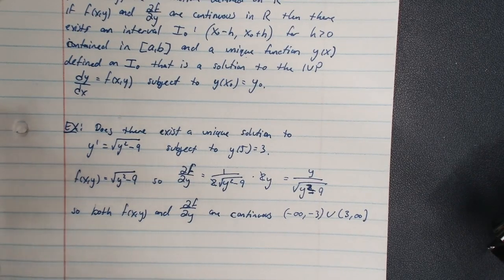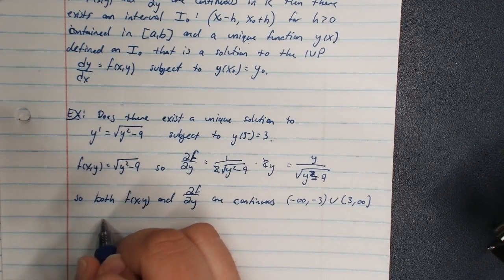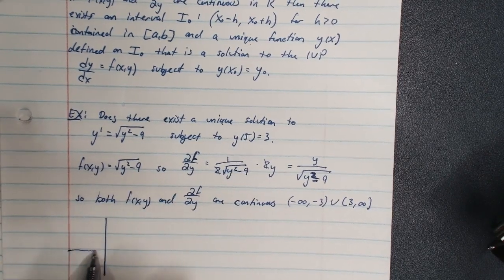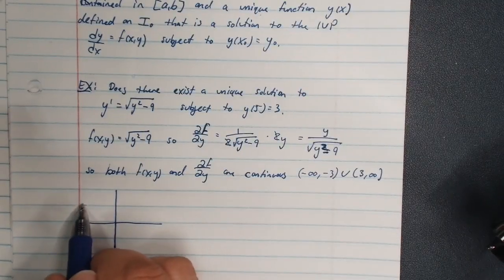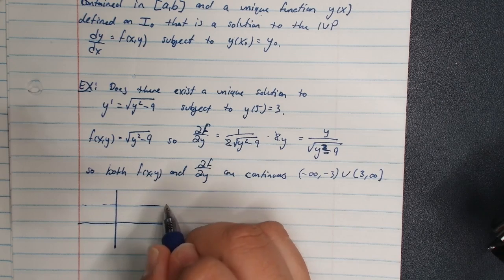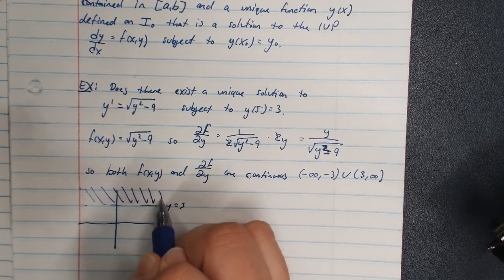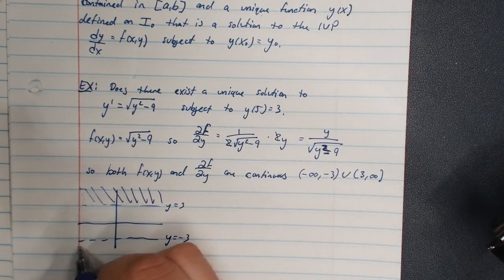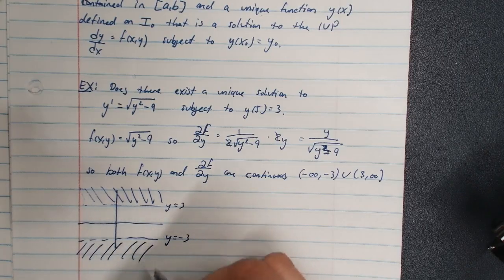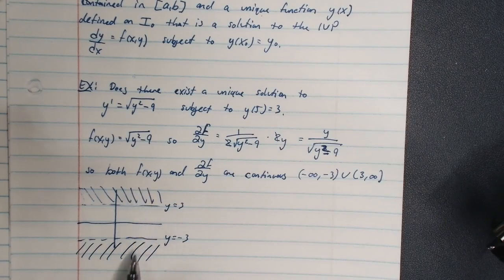Visually, what that would look like is, of course these are bounds on y, so you'd want y to go from 3 to infinity. So here's y equals 3, and anything above that. Or here I would have y equals -3 and anything below that. Okay, so my function and its derivative are continuous as long as I'm either here or here.